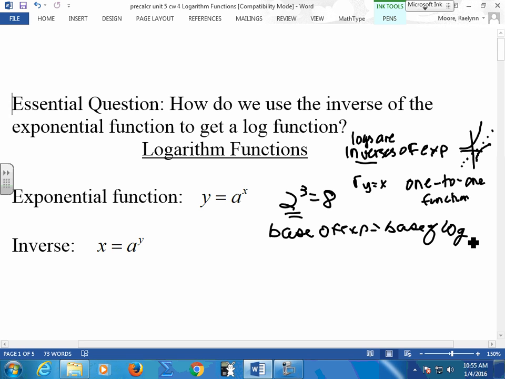Now, I don't care how you learned it. Some kids learned log equals x, some learn log equals exponent. Whichever you're comfortable with will work for you. The one thing that we try to do is remember the rules of inverses. So I do log equals exponents.